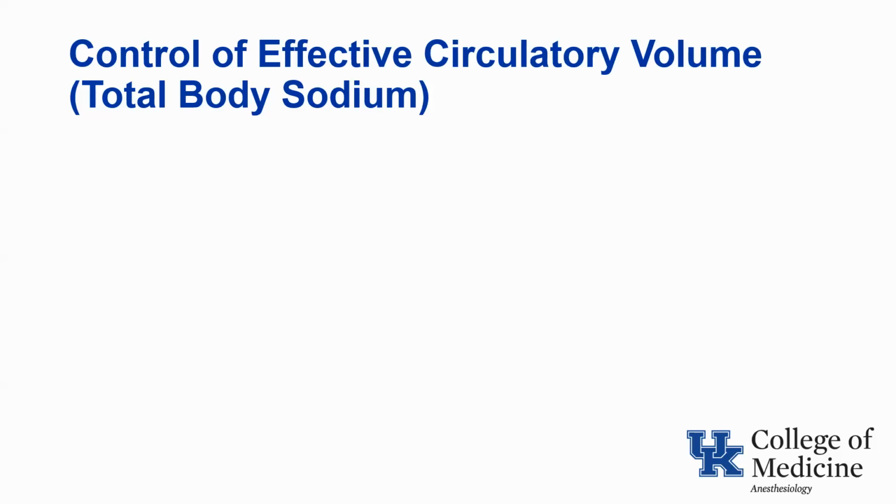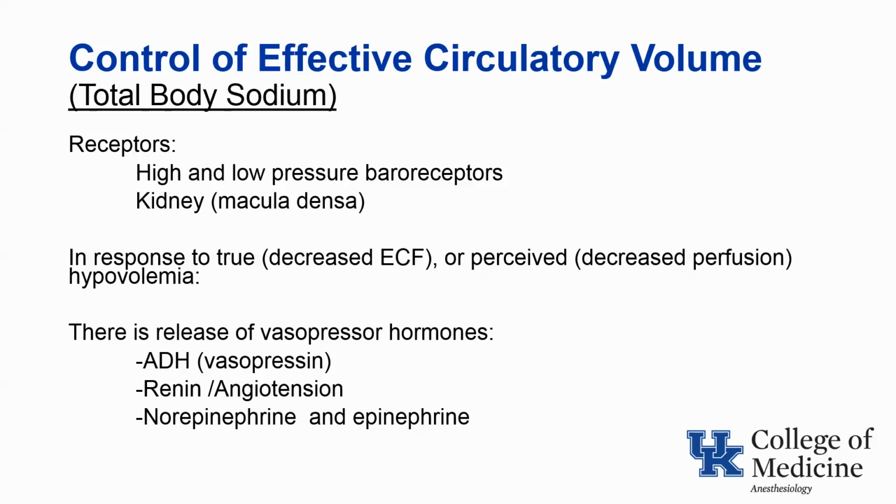Next, let me turn to control of effective circulatory volume, or total body sodium. The receptors are the high and low pressure baroreceptors and the kidney. In response to a true decrease in extracellular fluid or a perceived decrease in extracellular fluid caused by decreased perfusion and hypovolemia, there is release of vasopressor hormones, including vasopressin, renin-angiotensin, norepinephrine, and epinephrine.